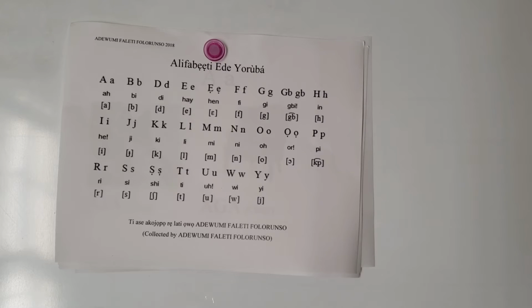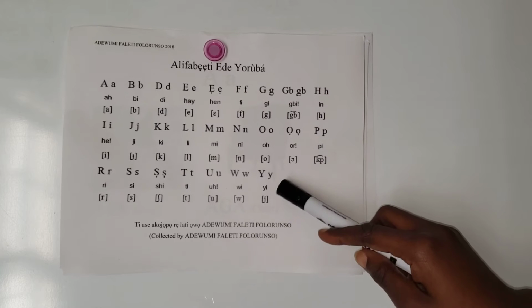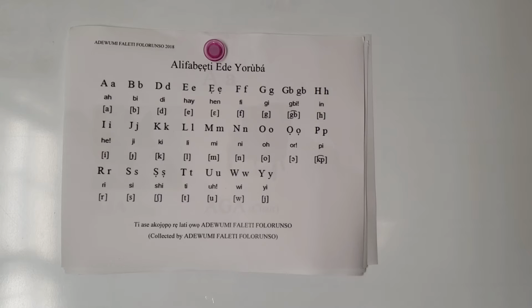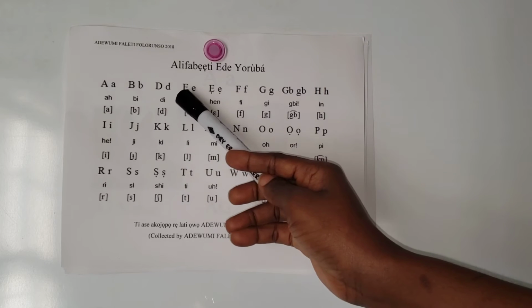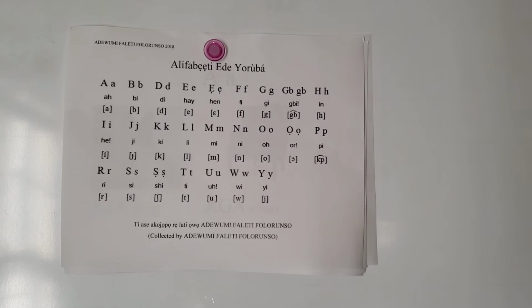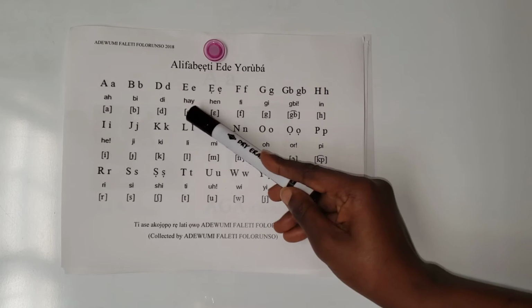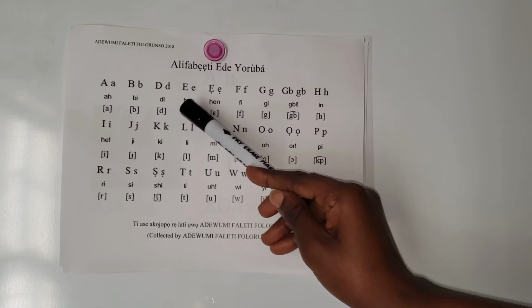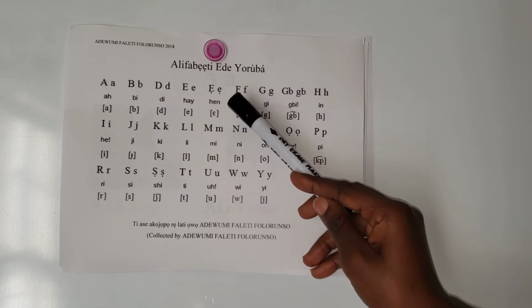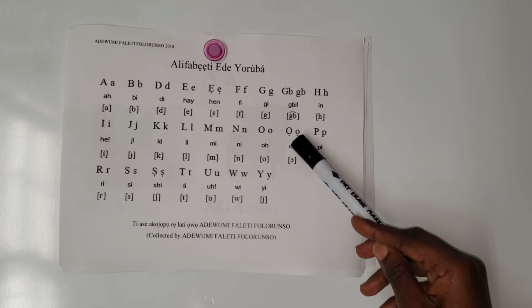In Yoruba alphabet, the letter Y is the last alphabet, but in English it is Z that ends the alphabet. And also, we can take a closer look at the twin alphabet, and these are the E and Ẹ. In English alphabet, we only have one letter E, but in Yoruba alphabet, this is called E, Ẹ, and these are the twin alphabet. We also have O and Ọ.